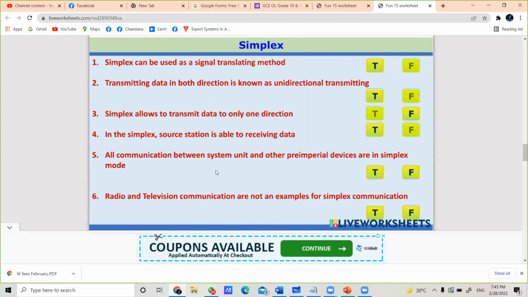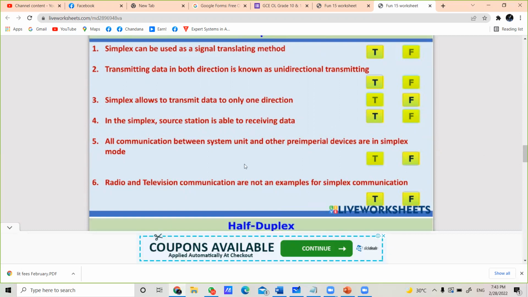All communication between system unit and other peripheral devices are in simplex mode. That's correct. Radio and television communication are not an example for simplex. Radio and television are very good examples for simplex communication. Therefore, the statement is false here.